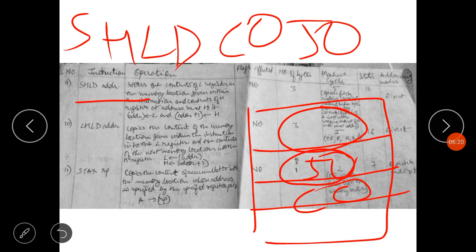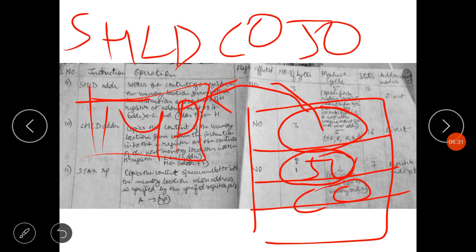Now during the execution of this instruction, what will happen? First the microprocessor will fetch the opcode from the memory. So the first machine cycle, that is the opcode fetch machine cycle, takes place. After fetching and decoding the opcode, the microprocessor will get to know there is some address in which the content of the HL register pair will get stored.